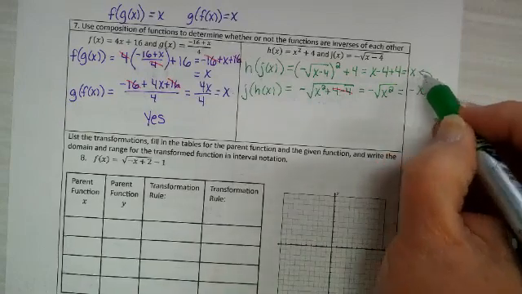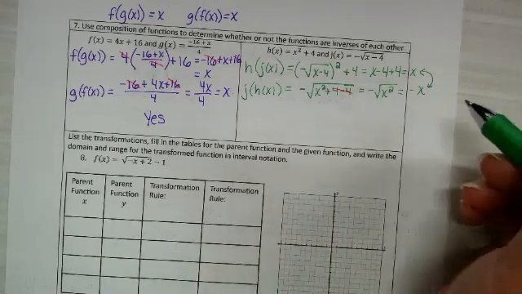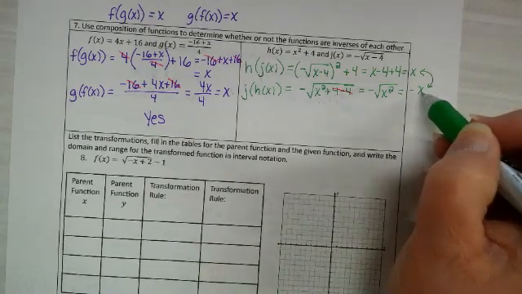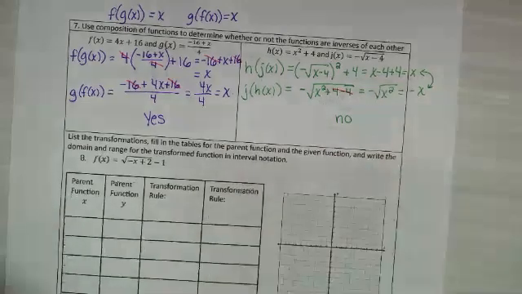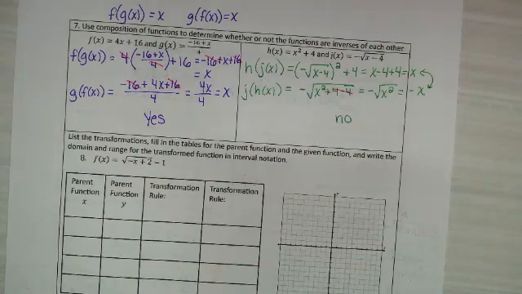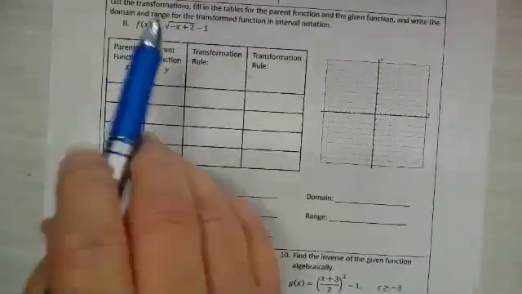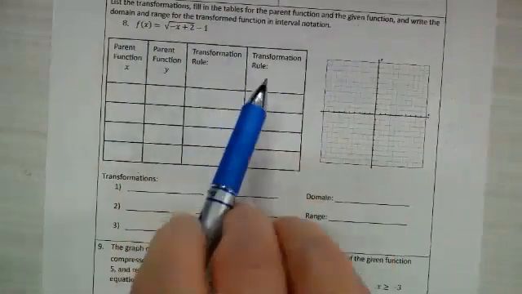And wait a minute, those are not equal. This does not equal x. So they are not inverses of each other, because they both have to equal x. All right, next up, list the transformations, fill the tables, and so on.